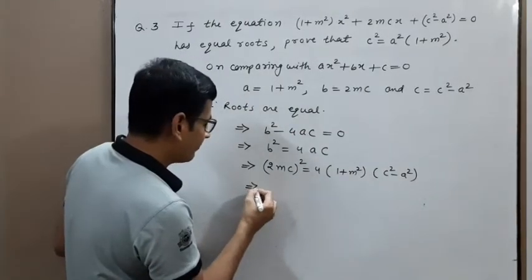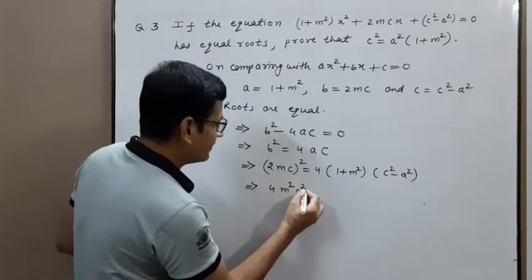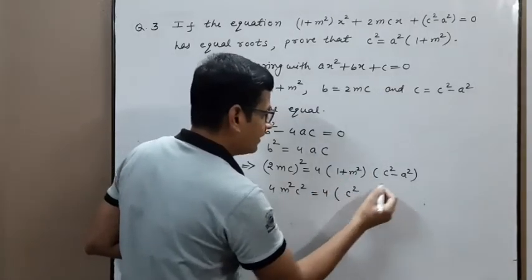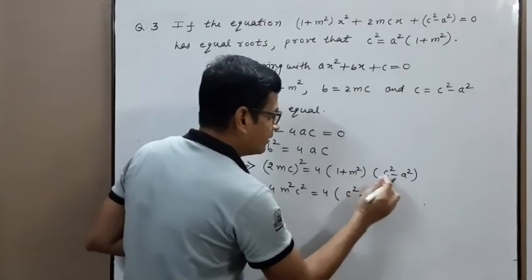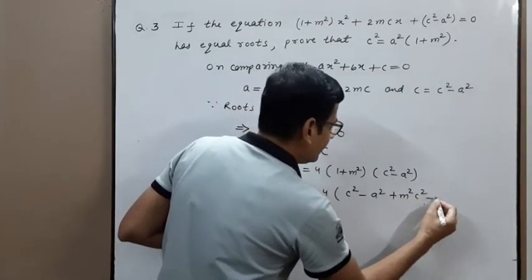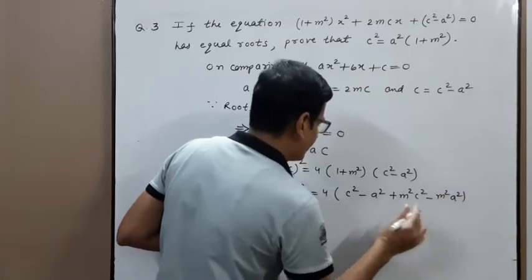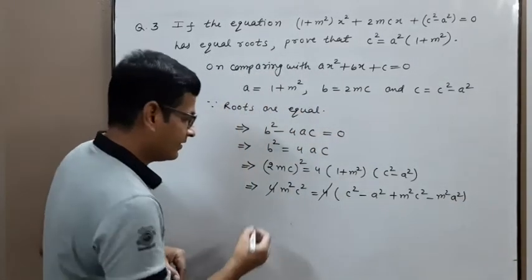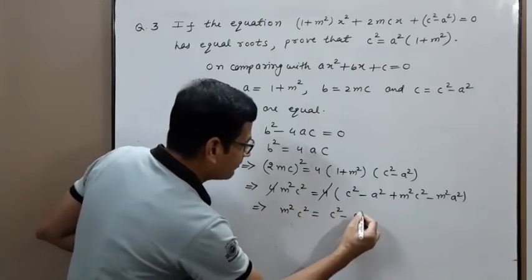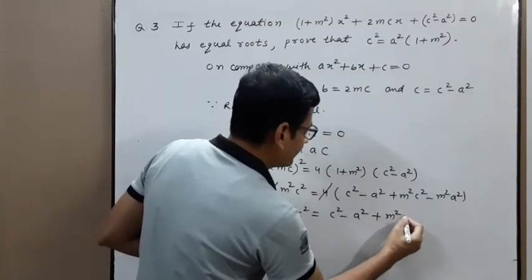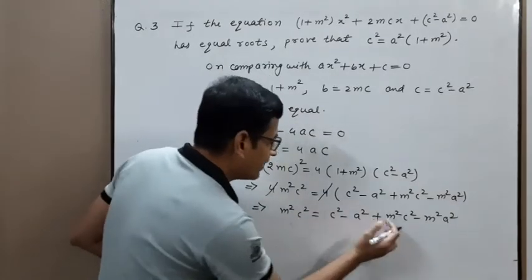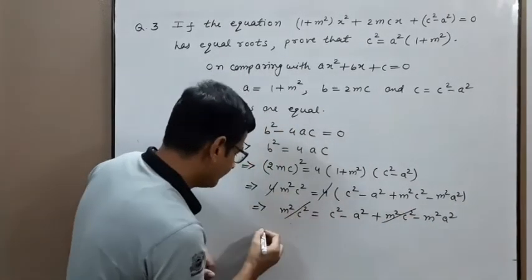Now simplify. 4 m square c square equal to 4. Now open the bracket. c square minus a square: 1 into c square, 1 into this, plus m square c square minus m square a square, bracket close. 4 and 4 cancel. m square c square equal to c square minus a square plus m square c square minus m square a square. m square c square, m square c square cancel. Now rearrange.